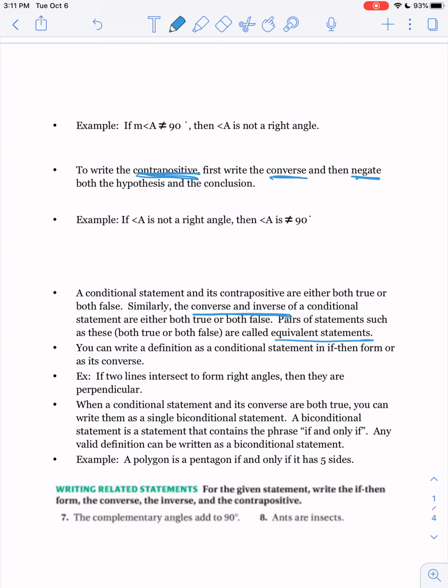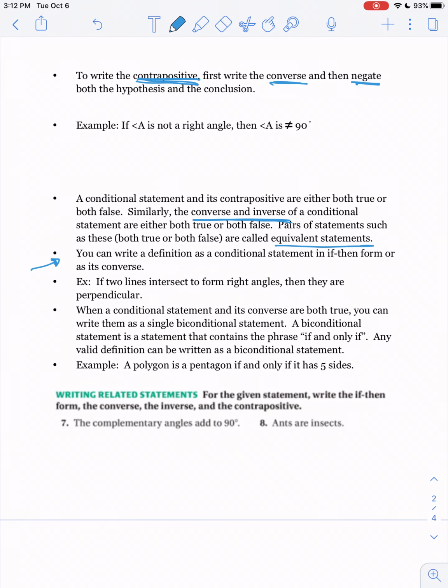In order to write a good definition, you should be able to check. The original statement should be true, and its converse should also be true. When you switch it around and it's no longer true, then that's not a good definition.